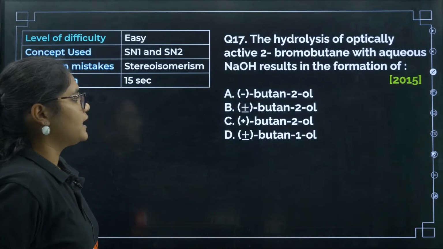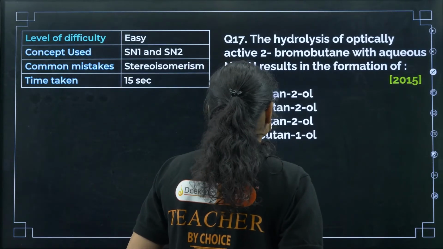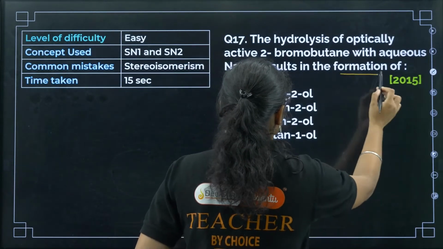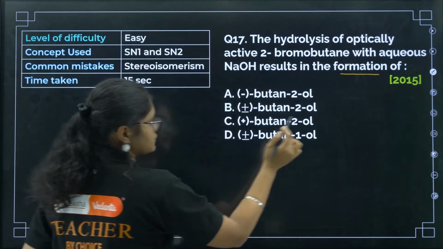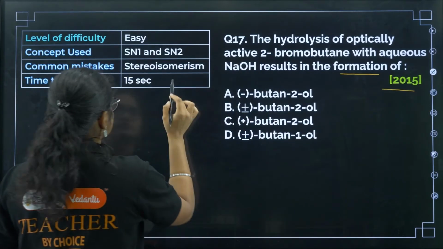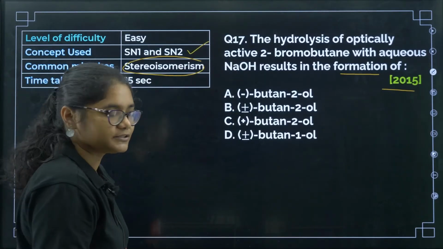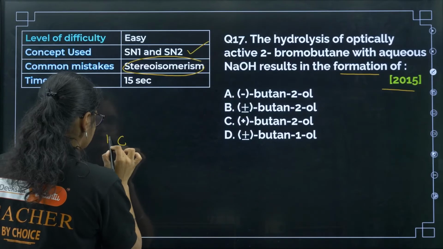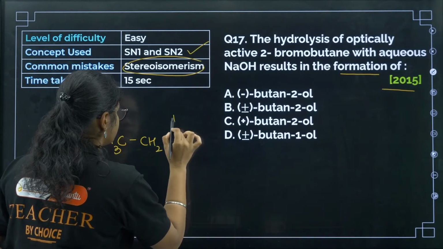Now next question: the hydrolysis of optically active 2-bromobutane with aqueous NaOH results in the formation of. If I draw the structure of 2-bromobutane, this question was asked in 2015, so you should know about the stereoisomerism of SN1 and SN2 reactions. Now 2-bromobutane means I have it like this.